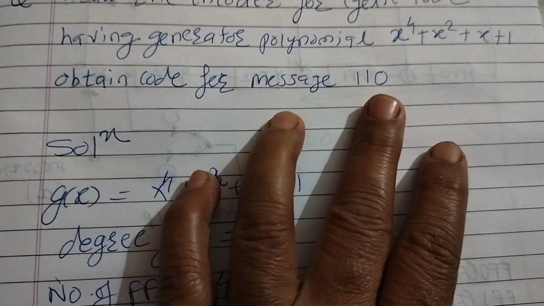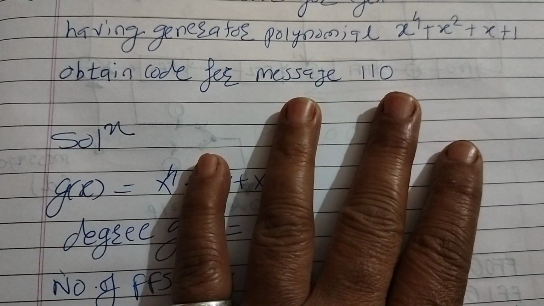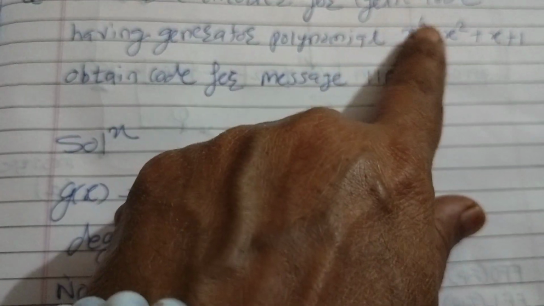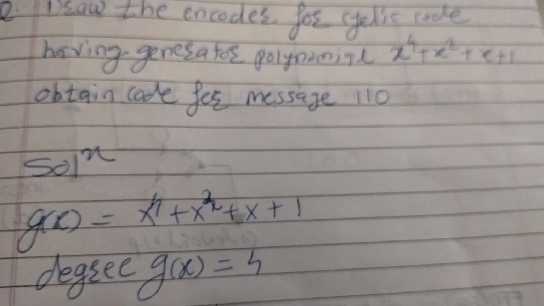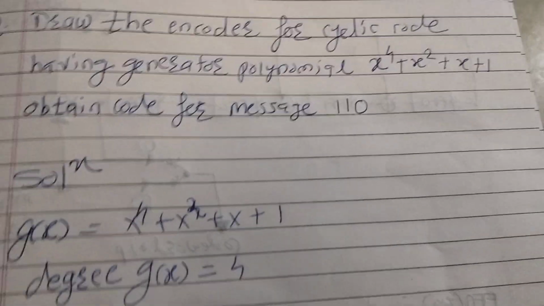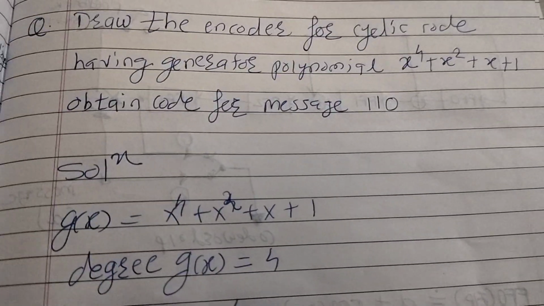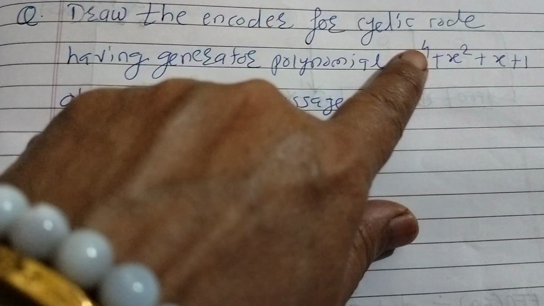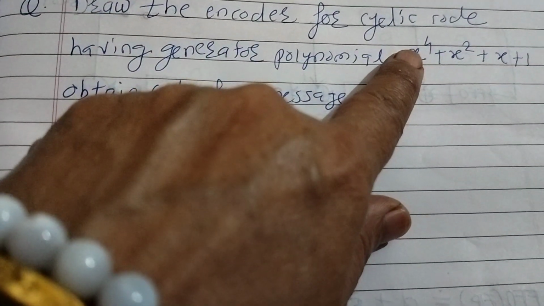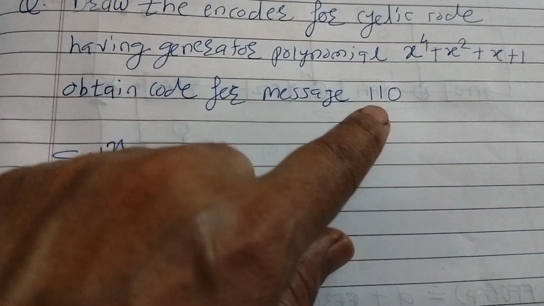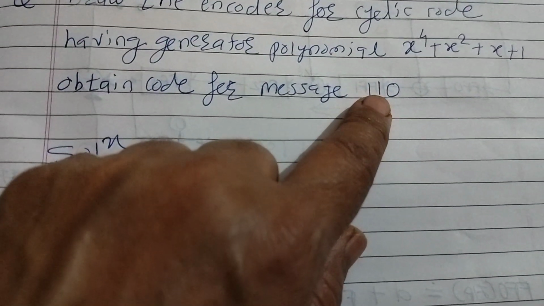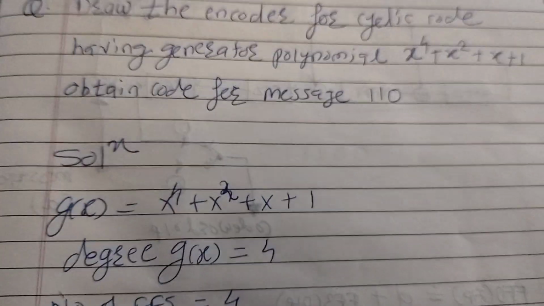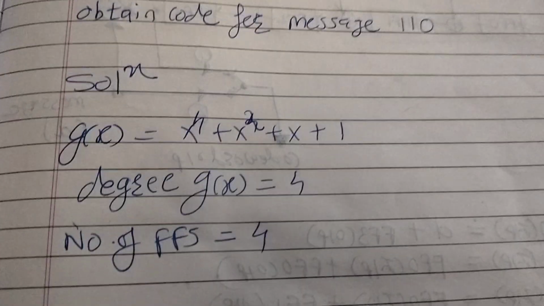So message is 3 bits, that means k equal to 3, and degree of the generator polynomial is 4. So n is equal to, so this degree is n minus k equal to 4. So n minus 3 equal to 4. So n equal to 7. So this is 7 comma 3 code.